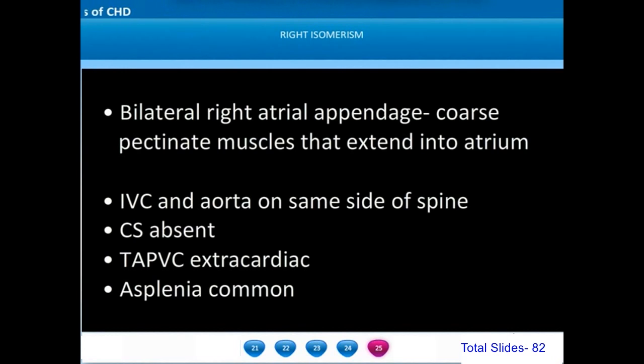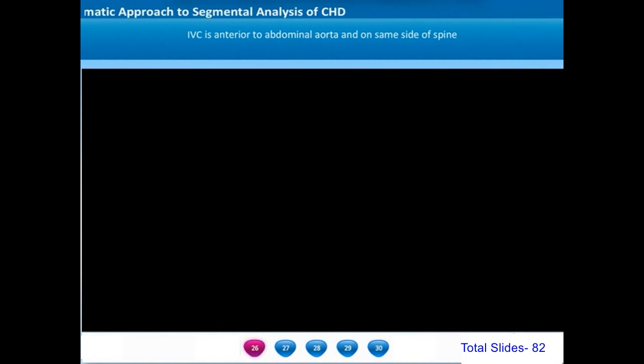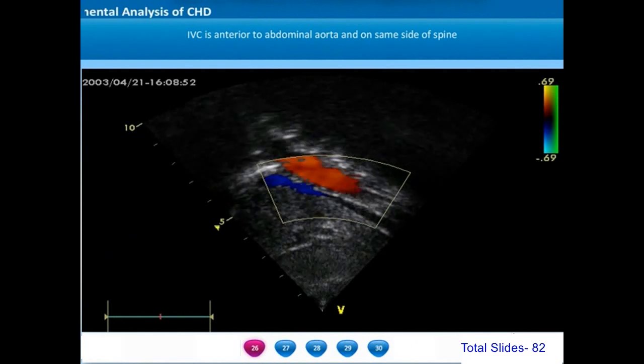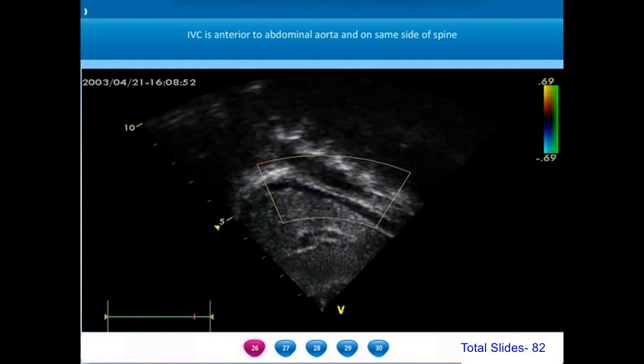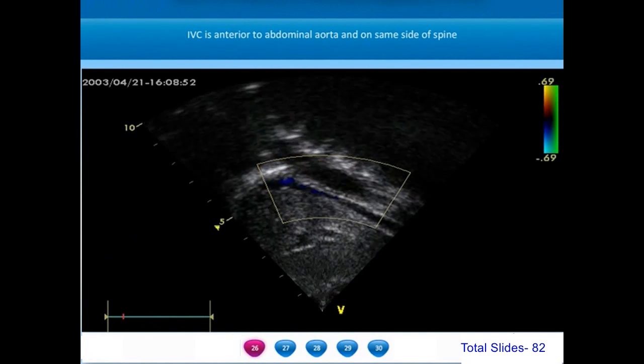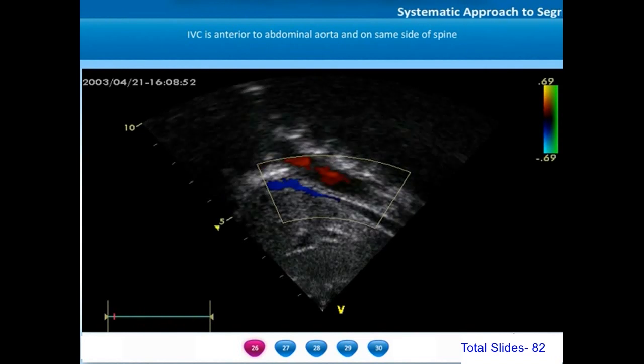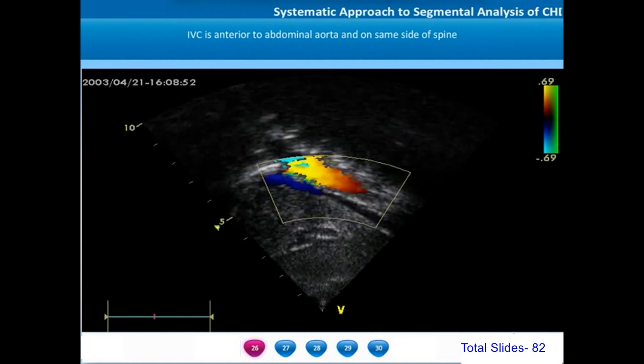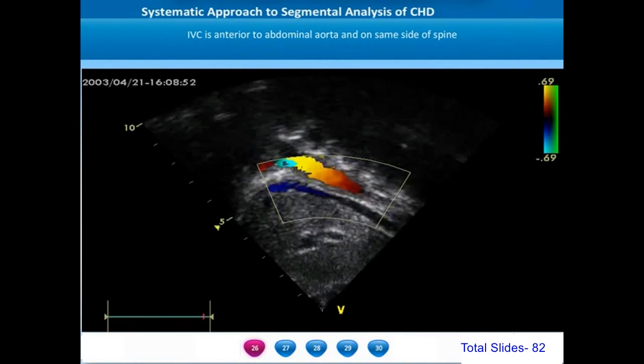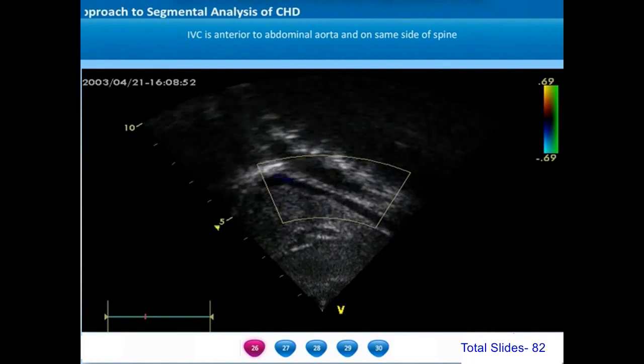If there is a total anomalous pulmonary venous connection, it will always be extracardiac. Since most patients with right isomerism will also have asplenia, this is defined as asplenia syndrome. On a subxiphoid sagittal plane cut, we can appreciate the inferior vena cava and abdominal aorta on the same side. The inferior vena cava will directly be anterior to the abdominal aorta. This is a common feature in asplenia syndrome or right isomerism.